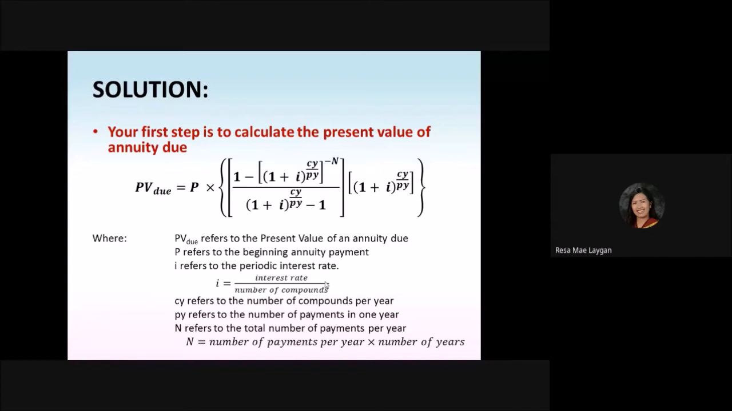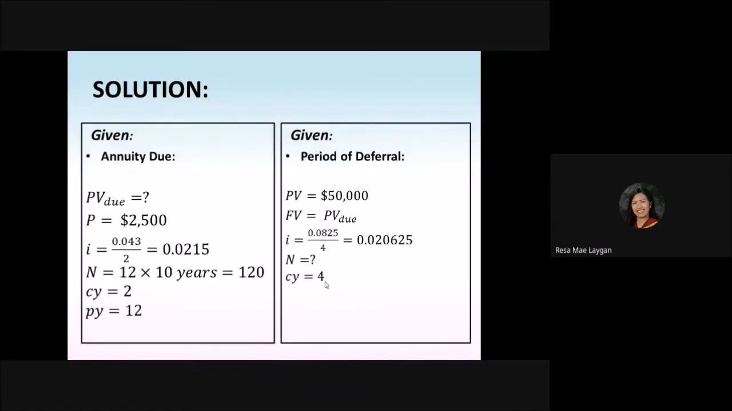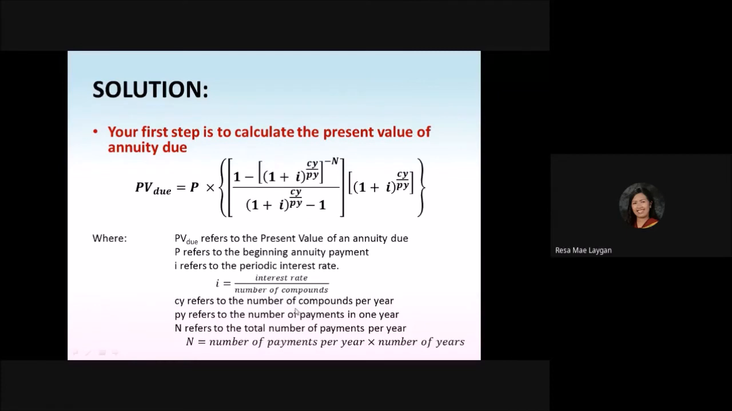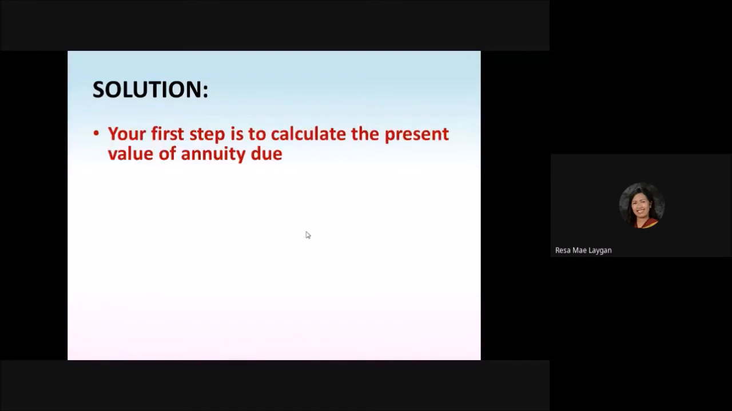And this is the formula for the general annuity due, because take note in the given here, the CY is not equal to PY, or the compounds per year is not equal to the payment in 1 year. So you have to use this. So you have to take note of this formula in calculating the present value of your annuity due. So your first step is to calculate the present value of annuity due.